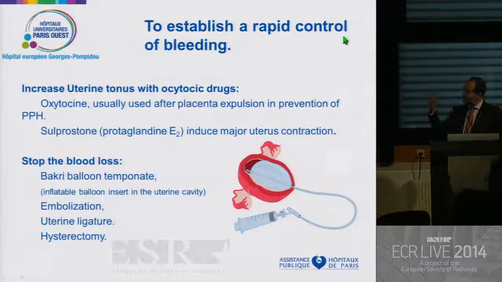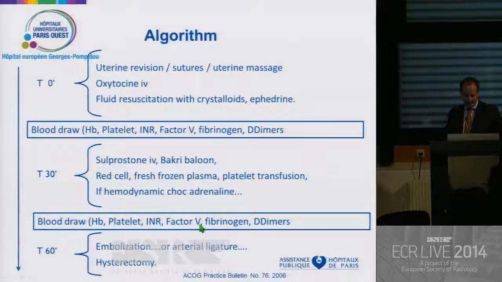To establish rapid control of those patients, the gynecologist usually uses some drugs, like oxytocin and sulprostone. But there are also some local treatments that could be given. The Bakri balloon is more and more used in developing countries. It can be very efficient. We have embolization, and it could go to uterine ligature or hysterectomy in some desperate situations.